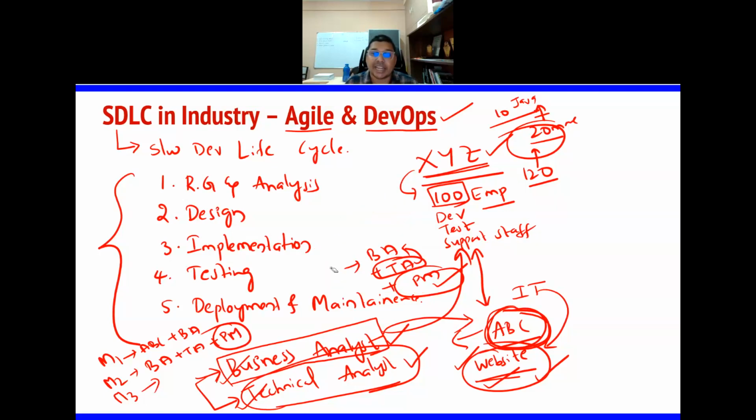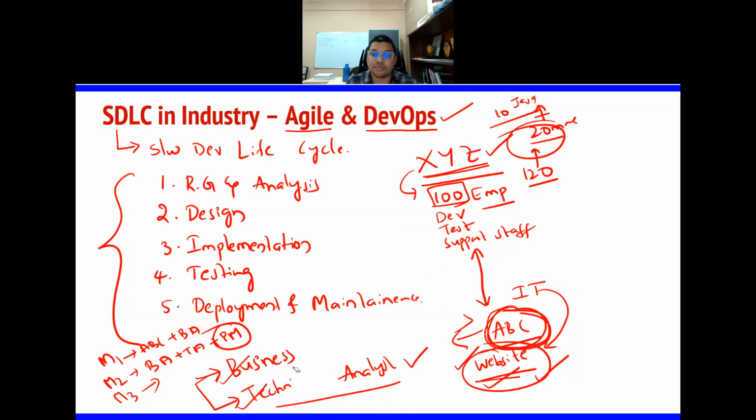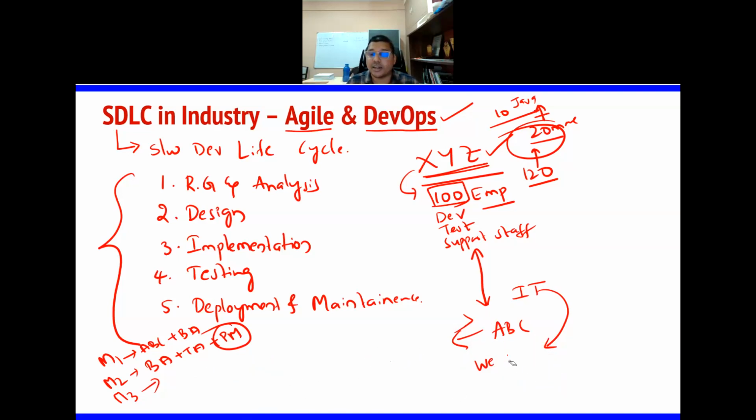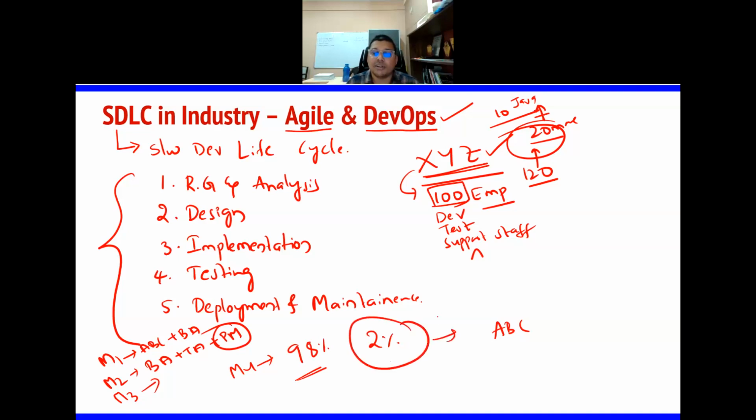Meeting 4 will happen again between the business analyst and the company ABC. What is that meeting about? They will say, dear company ABC, whatever requirement you gave, we can achieve 95% or 98% of it. So in meeting 4, we can achieve 98%, but not the remaining 2%. Why are we unable to do it? They will show the challenges. They will tell the challenges. So maybe he will be satisfied.